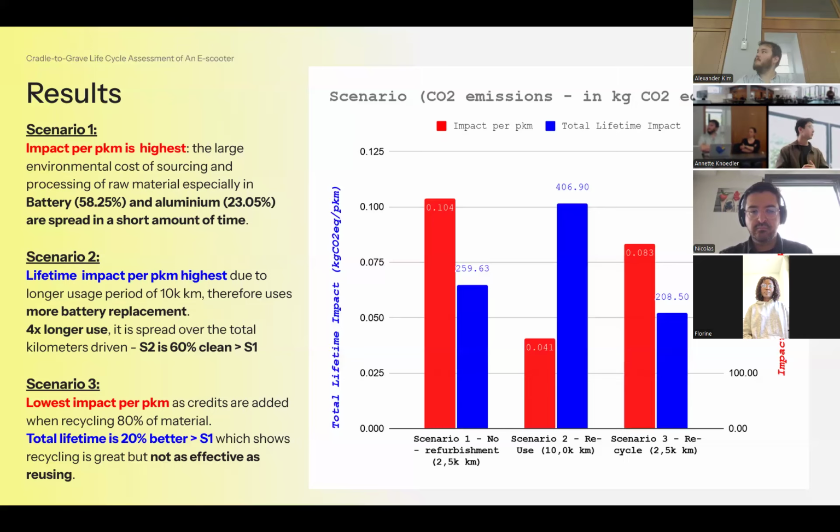And for the last scenario, which we decide to recycle, it has the lowest impact per kilometer. And this is because of the credits that are inputted, that's given back into the system when we recycle those rare metal materials. And although it has a higher total lifetime, it is much better than the first scenario because we recycle those materials. So next please.